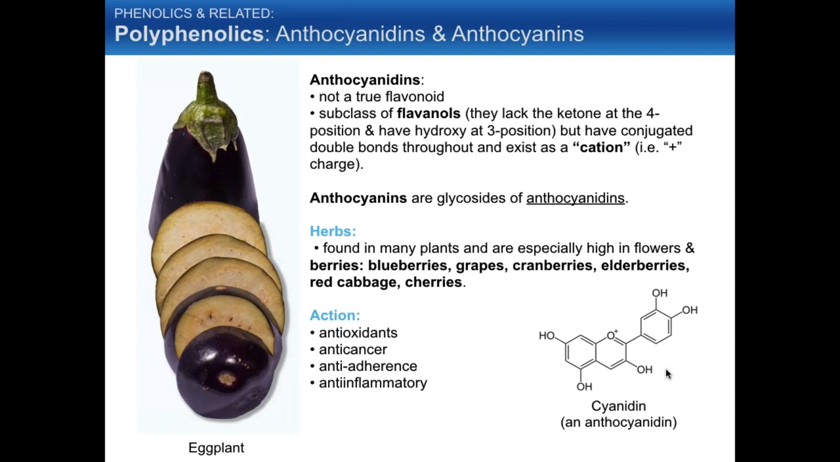So in general, the anthocyanins and anthocyanidins will be found in lots of different flowers and berries. And so blueberries and grapes and cranberries, elderberries, cabbages, cherries, these guys are all rich in these compounds. And I think these are really important for lots of different reasons. Obviously, they're antioxidants. You're going to have some anti-inflammatory effects, I'm sure. You're going to have some anti-cancer effects. And some of these guys will also have some anti-adherence effects. I think some of the other flavonoids might as well. We'll talk about that in a second.